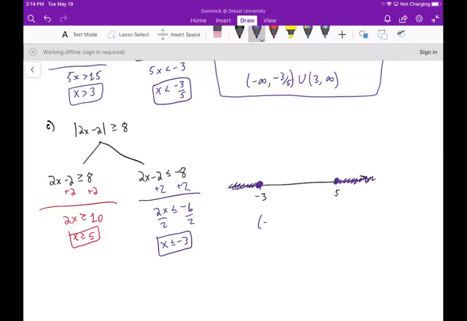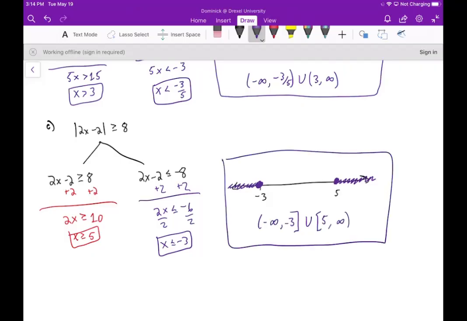And again, if you wanted to put this in interval notation, the only difference is now, since we're including negative 3 and 5, I need to use brackets. But again, infinity and minus infinity always get parentheses as well.